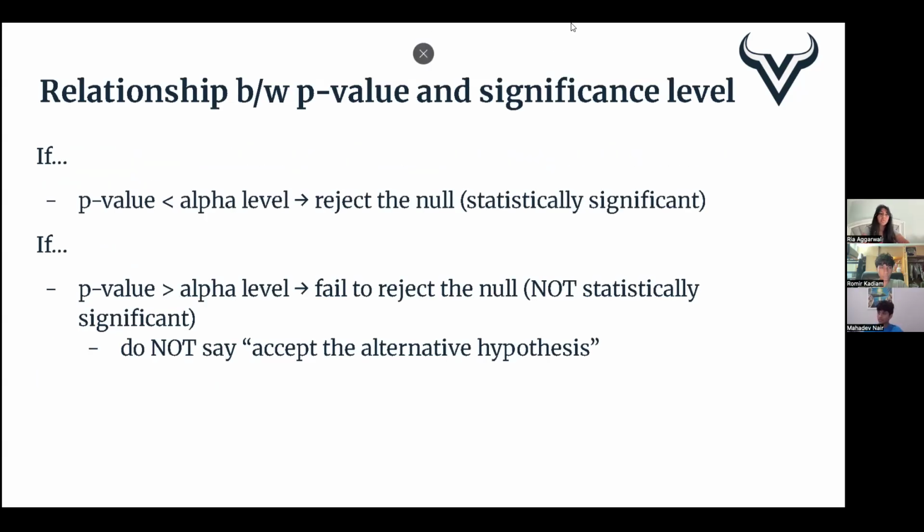So now we're going to talk about the relationship between p-value and significance level. If the p-value is less than your alpha level, which is usually 0.05 but is stated in the question, then you reject the null. This means that it is statistically significant. If, however, your p-value is higher than your alpha level, that means you fail to reject the null hypothesis and it's not statistically significant. Note that on the AP exam you cannot say accept the alternative hypothesis. Stick to saying fail to reject the null.